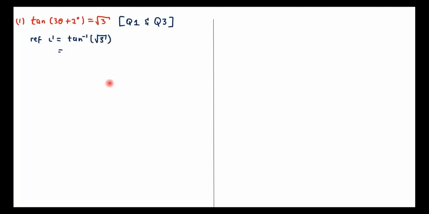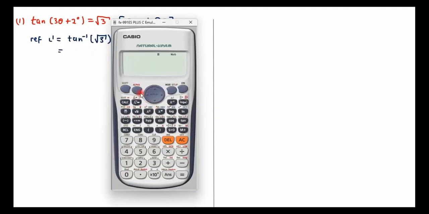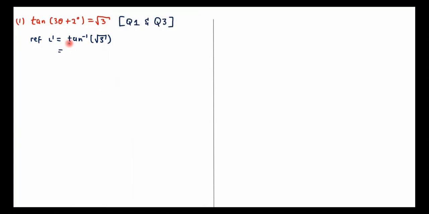Now here, you go straight into your calculator and press tan inverse root 3. Then you get your answer, which is 60. From there, you go straight into your general solution. As you can see, this one is pretty straightforward. Here we know that the first quadrant is the reference angle, so this part is your general solution.